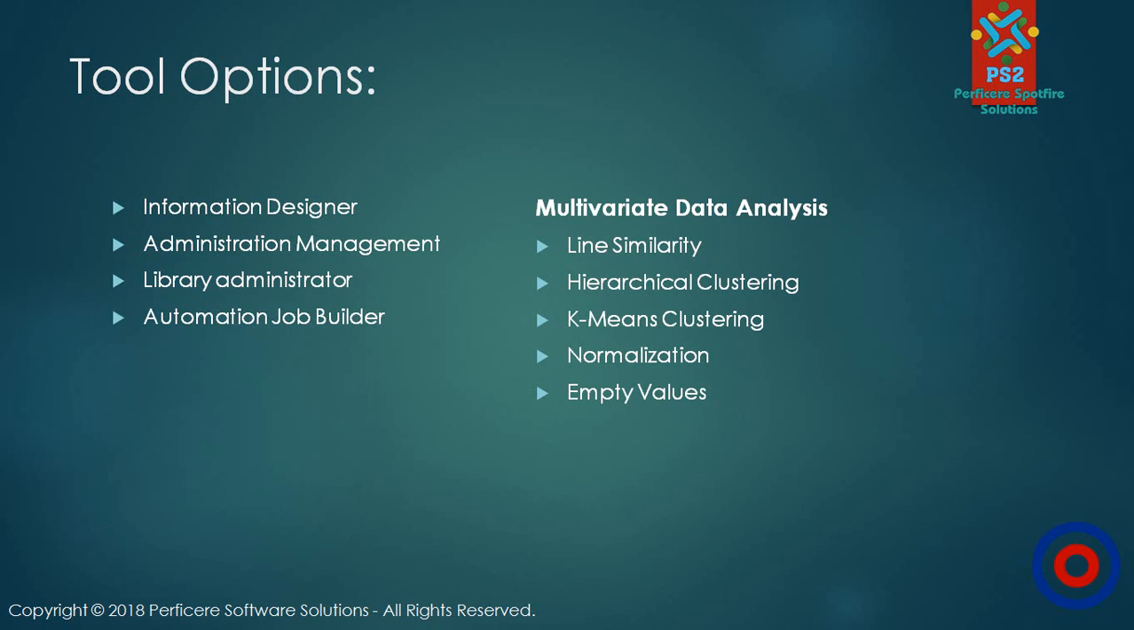Then there is multivariate data analysis, where line similarity, hierarchical clustering, k-means clustering, normalization, and empty values come in. What is the use of it and how you can implement it. In hierarchical clustering, dendrograms are available. Line similarity can be created using a line graph. K-means clustering is how you can divide your data into multiple clusters. We are going to explain all these things in this section.